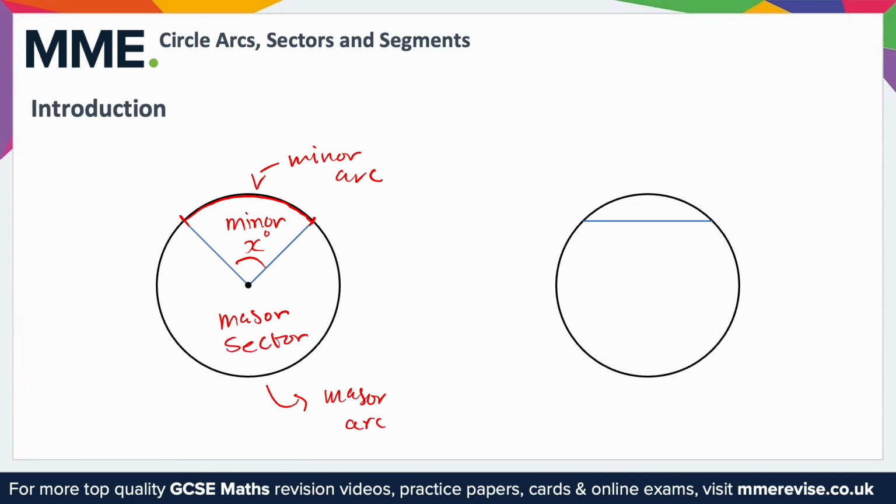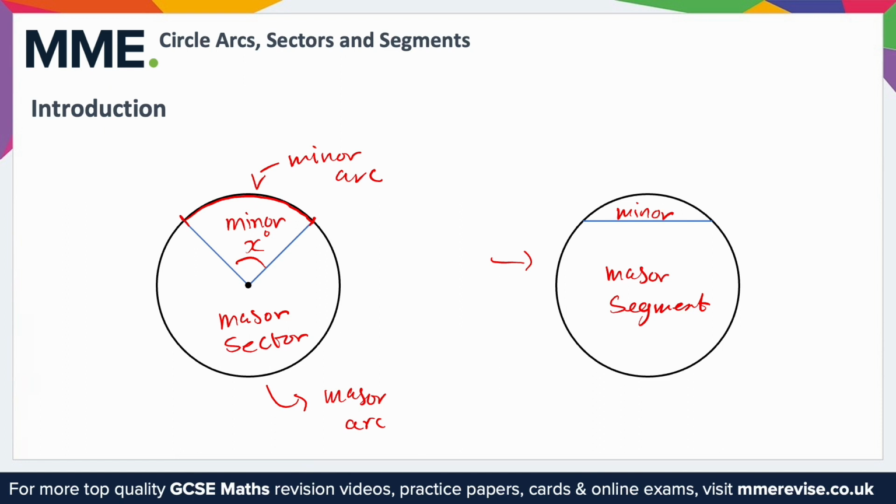For segments, the segment that is smaller than half of the area of the circle is the minor segment. So looking at this diagram, this one is going to be the minor segment, and this one is going to be the major segment. Because the major one is bigger, the minor one is smaller, effectively.